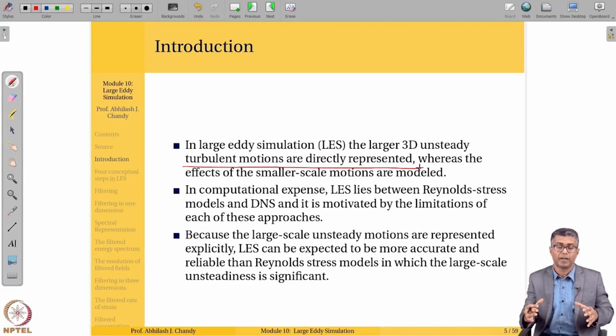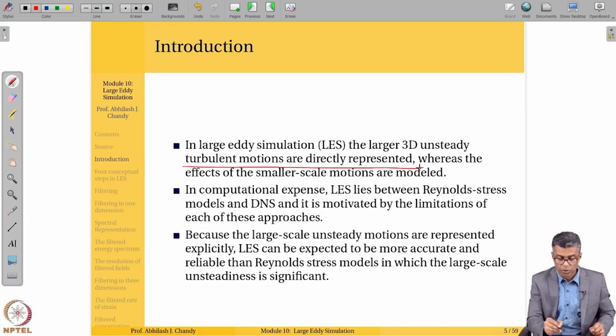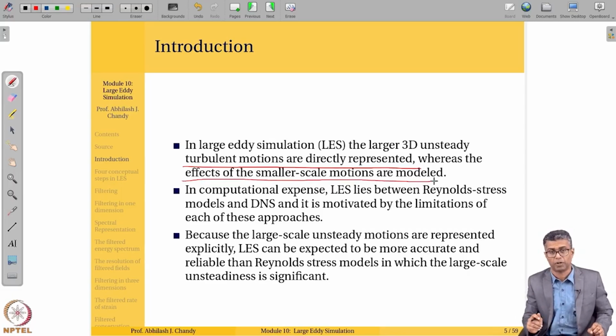So you have a grid that is fine enough to resolve the smallest scale. Now here what happens is in LES, you are having a grid that is only fine enough to resolve the large scales. What happens to the small scales? We model those. So that's what we mean by this. The effects of the small scale motions are modeled.